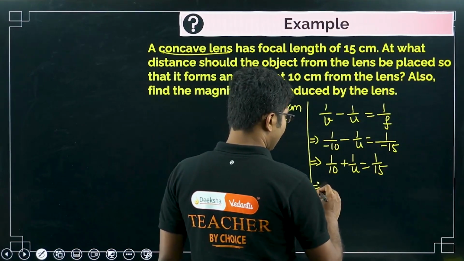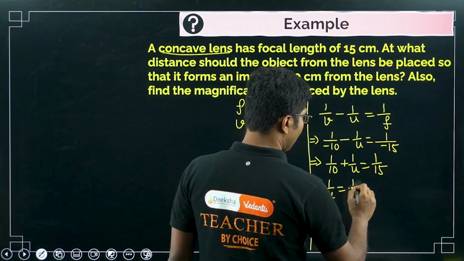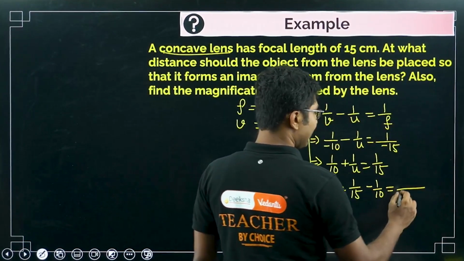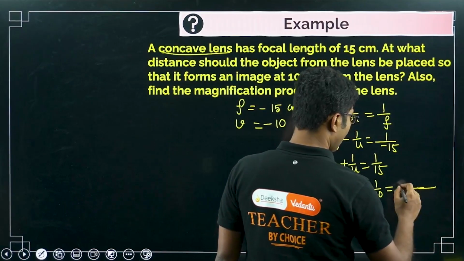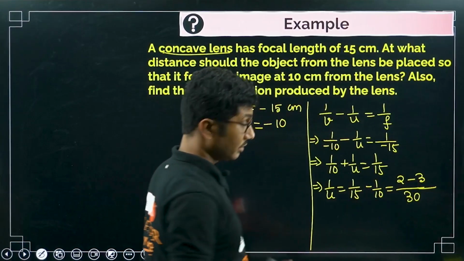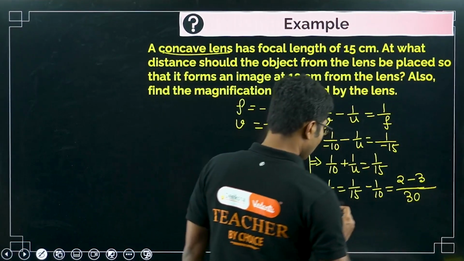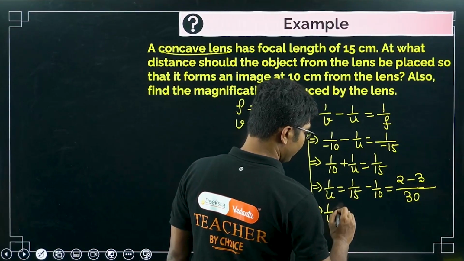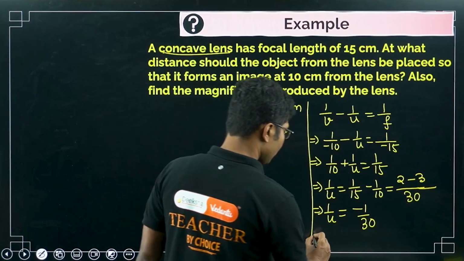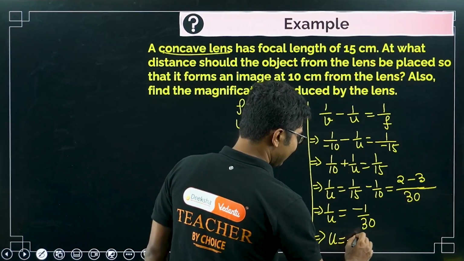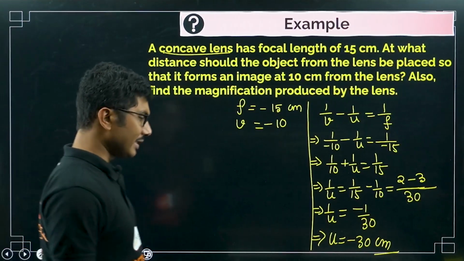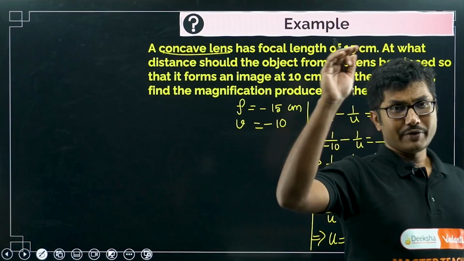So what is 1 by u now? 1 by 15 minus 1 by 10. 30 is the LCM. 15 goes into 30 two times, 10 goes into 30 three times, so 2 minus 3, or 1 by u equals minus 1 by 30. So u equals minus 30 centimeter. So you have to place the object 30 centimeter away from the lens.